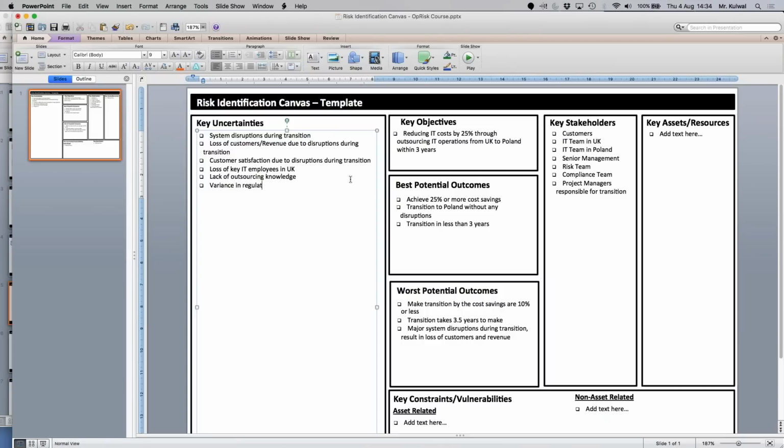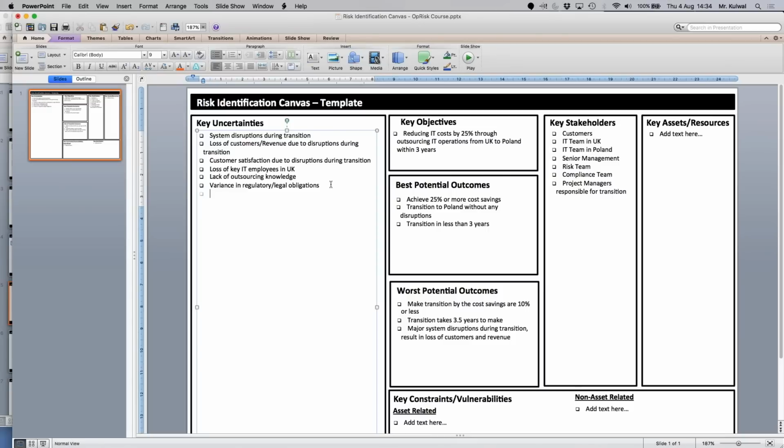So there may be variance in regulatory or legal obligations. We may be compliant with some UK laws, but if we move our IT systems and data, then now we need to comply with different regulations. So that may introduce some uncertainties.